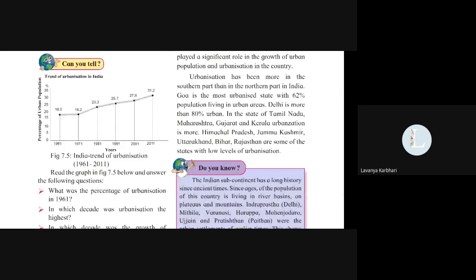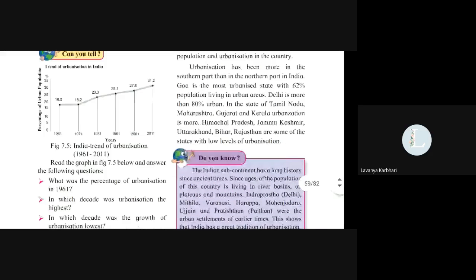Trend of urbanization in India. On the x-axis, decades are given. Okay, years: 1961, 1971, 81, 91, 2001, and 11. On the y-axis, there is a percentage of urban population. So in 1961, after the independence, we can easily see only 18% of the people were living in urban India. In 1971, it was almost flat. Means from 1961 to 1971, there is no increase in urbanization. Almost 18.0 to 18.2, same.